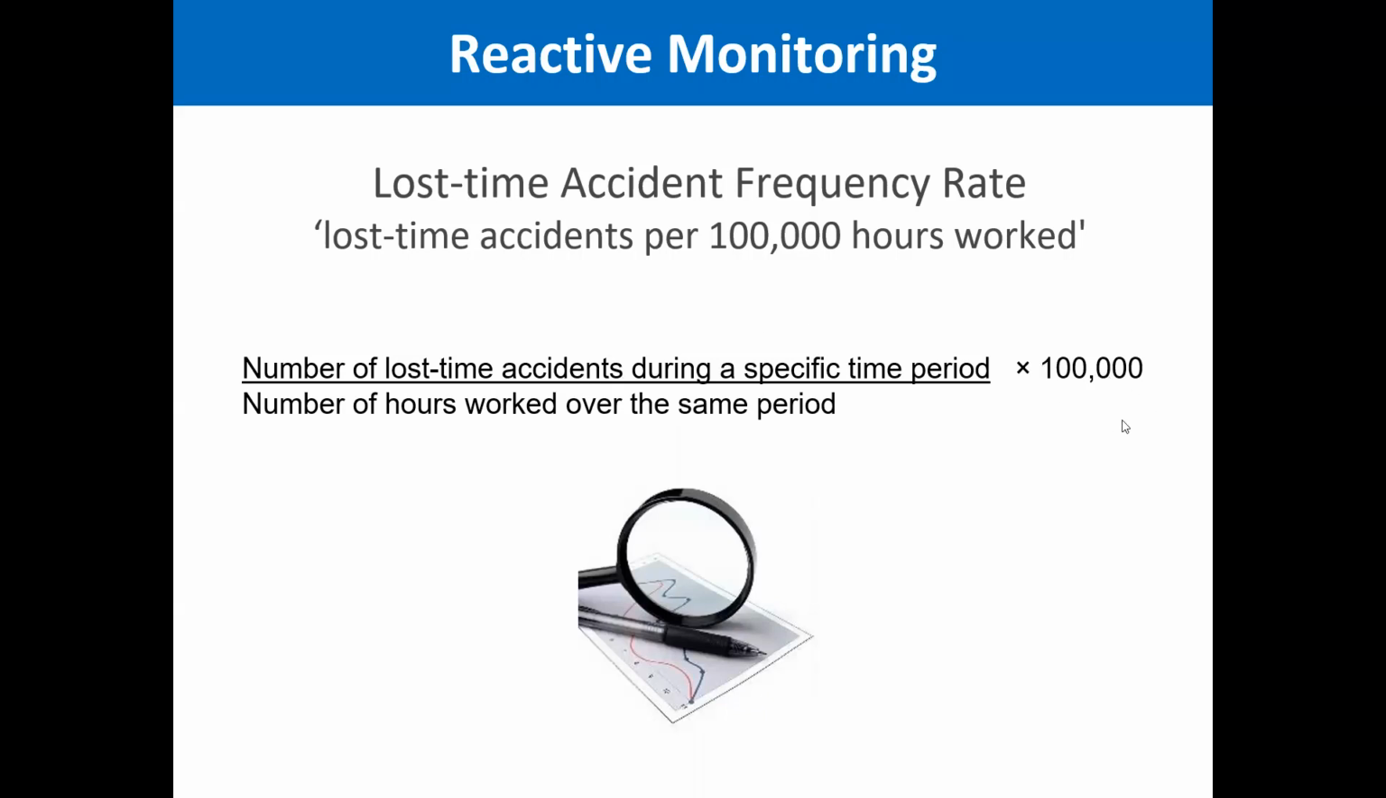This 100,000 or 1 million is only a multiplication factor, and whatever figure is used as the multiplication factor will help you express the frequency. In this case, we are expressing frequency per 100,000 man hours. But if you multiply it by 1 million, just add one more zero here, and this becomes 1 million. So this will give us the lost time accident frequency per million man hours.